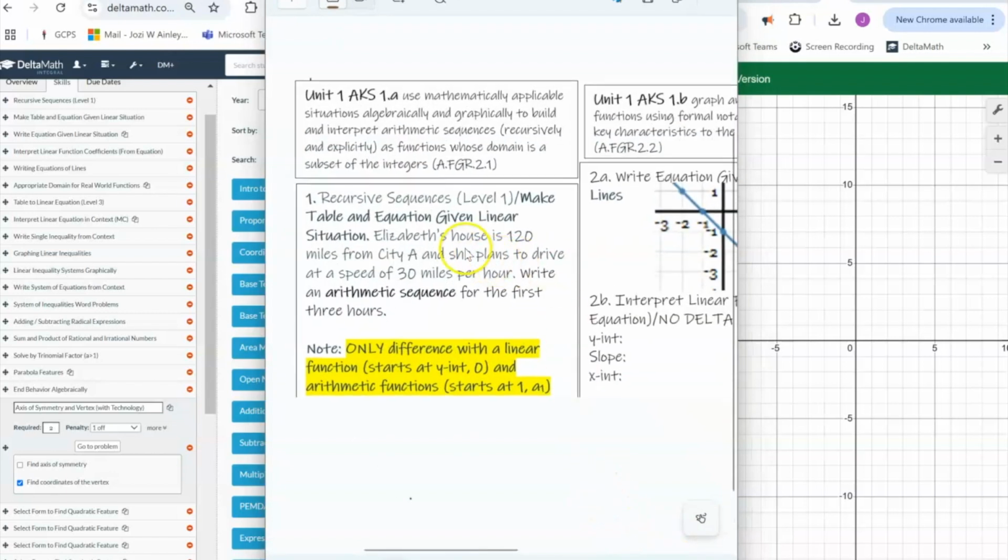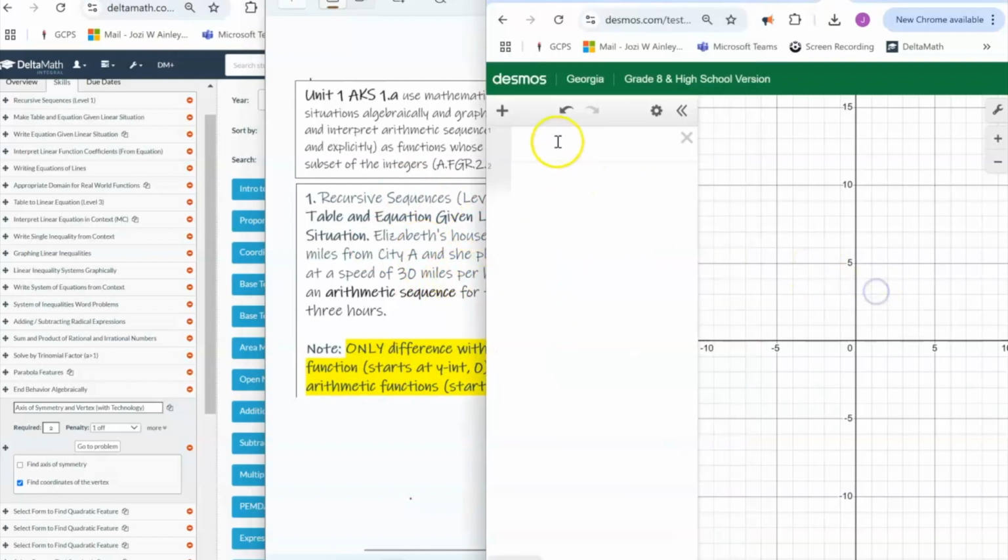Okay, so we have this situation. We're at Elizabeth's house. It's 120 miles from city A. She plans to drive at a speed of 30 miles every hour. So per every hour. Write an arithmetic sequence for the first 3 hours. Okay, so writing a sequence is what's happening in the first 3 hours. Okay, so remember, the only difference with linear is it starts at 0, whereas arithmetic starts at 1. So if this was a linear situation, right, she would start at 120. That's at 0. She has not moved. Okay.